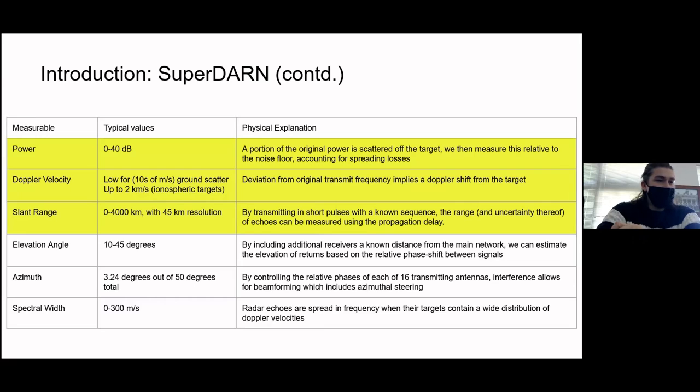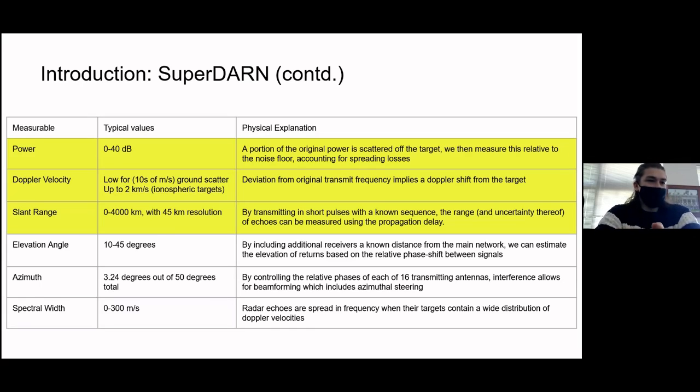But if it hits a plasma irregularity, it may be going up to 2 kilometers per second. So we see a really wide range of Doppler velocities, and we use the Doppler velocity to characterize what kind of scatter it is. The slant range, the radars can go pretty far. I think most of the data I'll be showing is within 2,500 kilometers. And the resolution is generally 45 kilometers.